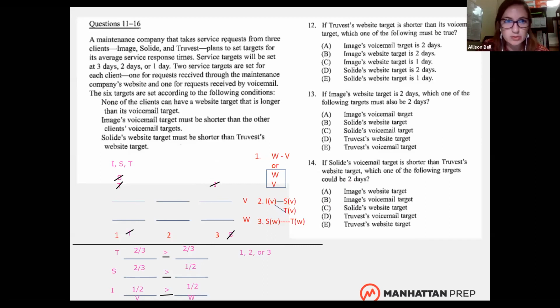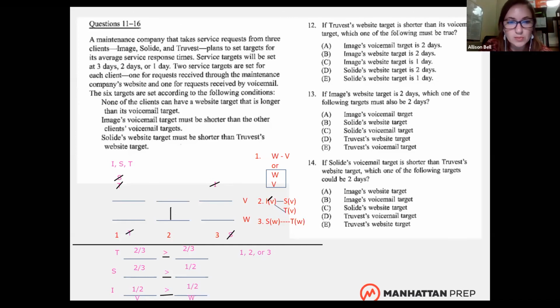So let's take a look at number 13. We're going to follow a similar process. So if I's website target is 2 days, which must also be 2 days. Okay. So I'm going to go ahead and put my new info on my board. Again, I would sketch a new little board and put it on there. And then I'm going to immediately start thinking, where does this connect to any other rules?